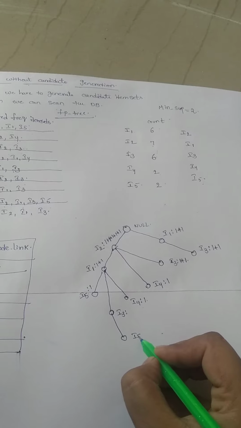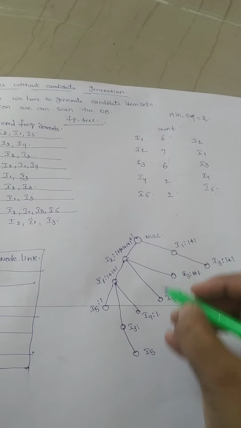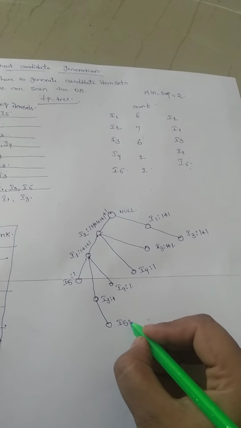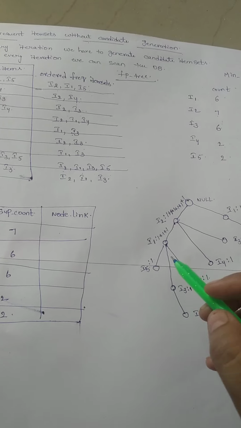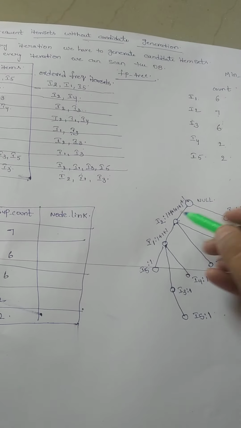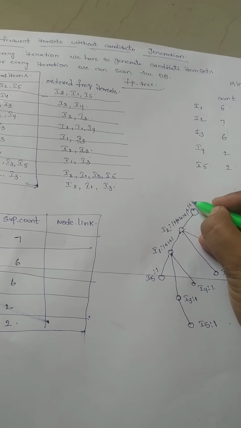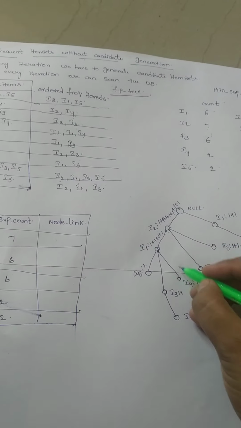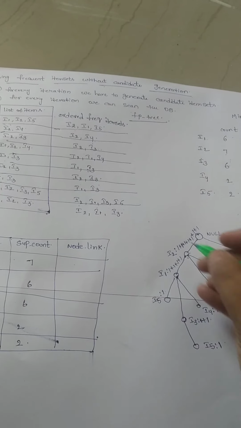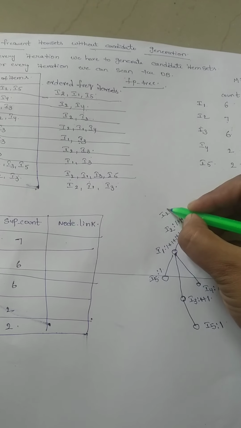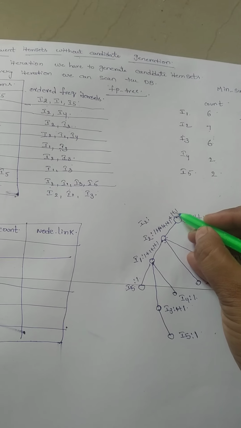Next I5, I2, I1, I3, I5. And last one I2, I1, I3. Next I2, I1, here I3. So total here I2 value is 1, 2, 3, 4, 5, 6, 7.